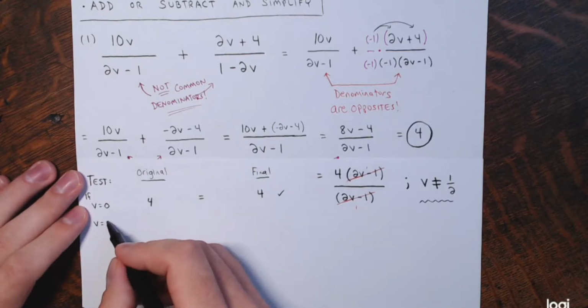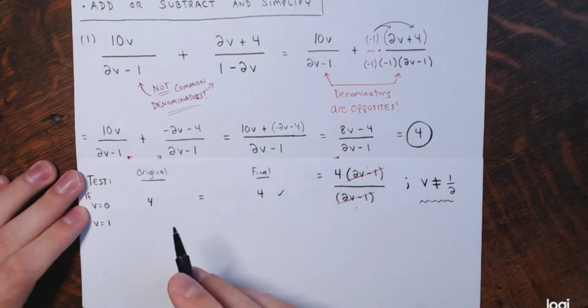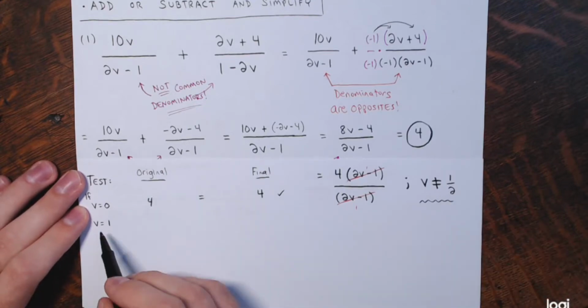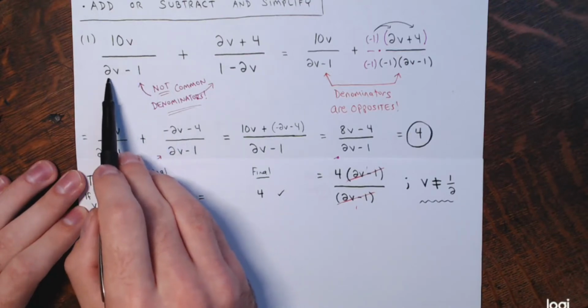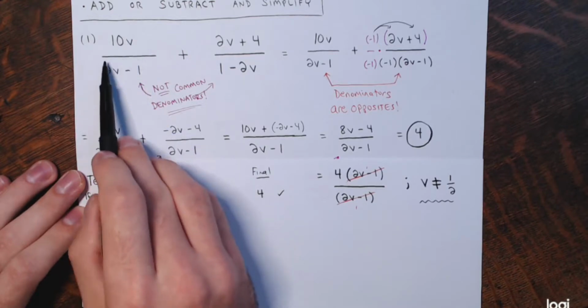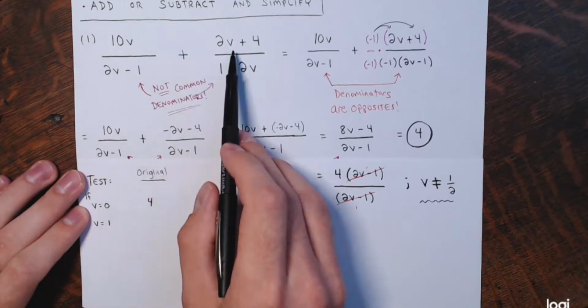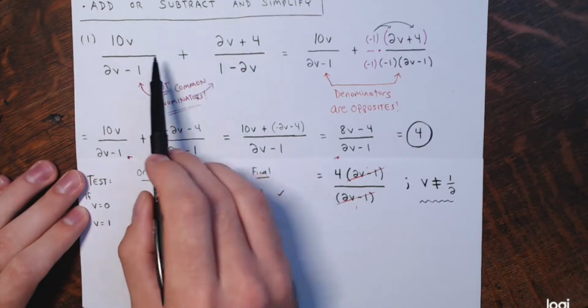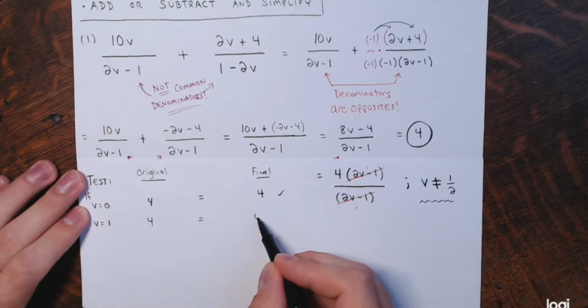How about if v were 1? As long as v is not a half, because I never want to divide by 0. But if v were equal to 1, you'd have 10 times 1 is 10. 2 times 1 minus 1 would be 1. So the first fraction would have a value of 10. The second fraction would have a value of negative 6. 10 plus negative 6 is 4. And I get a value of 4 again.